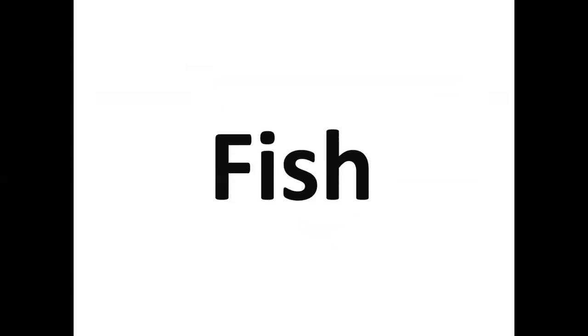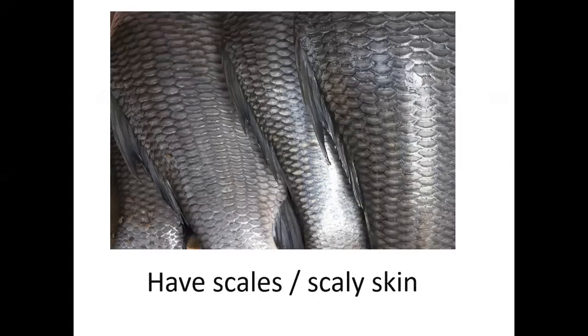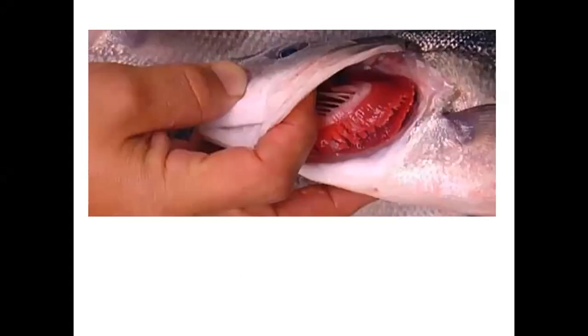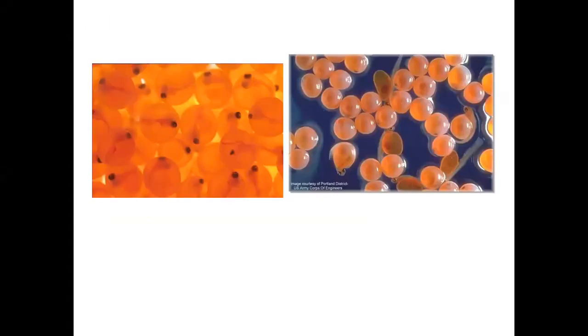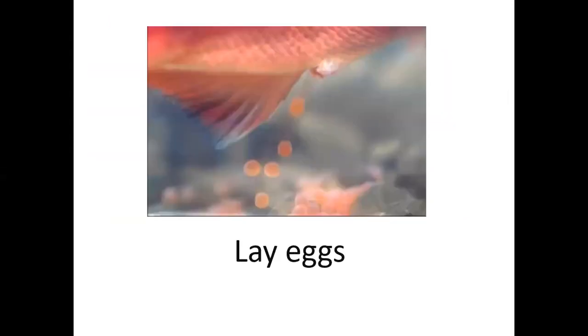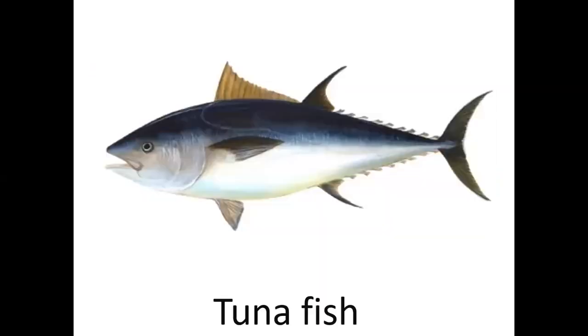And fish, guys, also have specific properties that put them under the name of fish. They have scales or scaly skin, as you can see. They breathe through gills. They do not have lungs to breathe like the mammals. They lay eggs. They do not give birth. And of course, they live in water because they are fish.